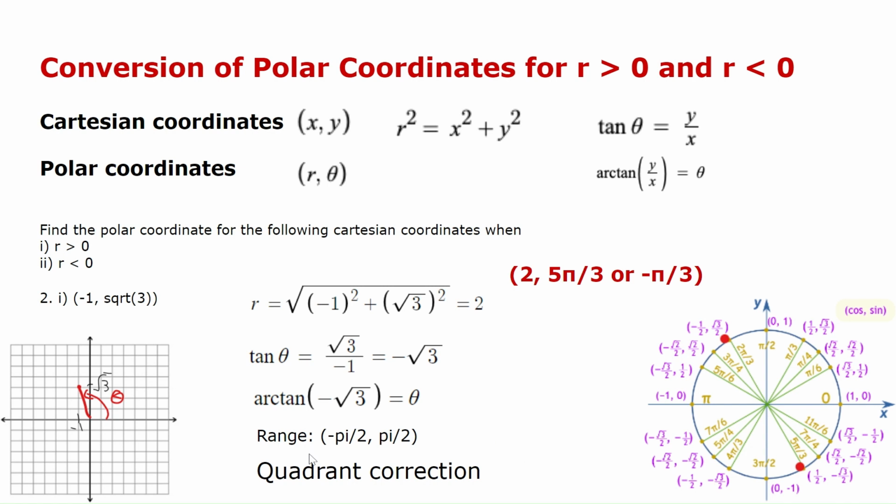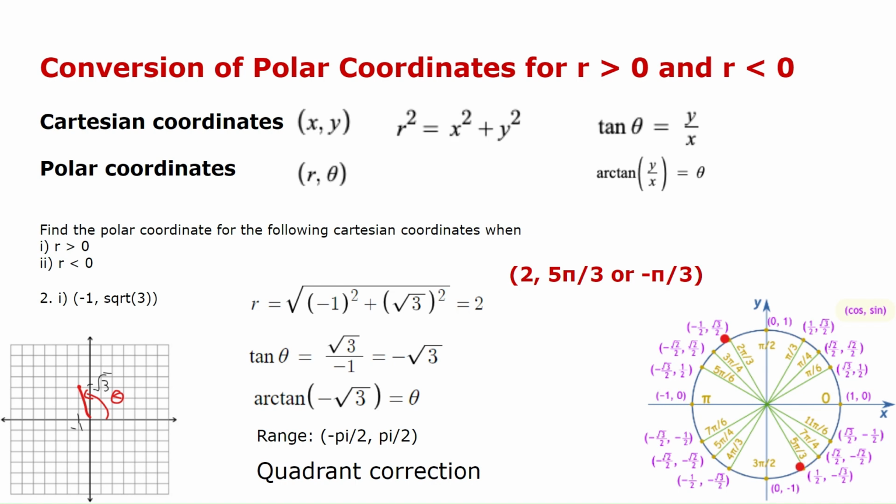So here we have a quadrant correction, right? Because what's representative of this angle right here would be an angle in quadrant 2, which would be 2 pi over 3. Except since this is not part of the range of arctan, in this case we would need to add pi so that it's 5 pi over 3, which is in the range of arctan.